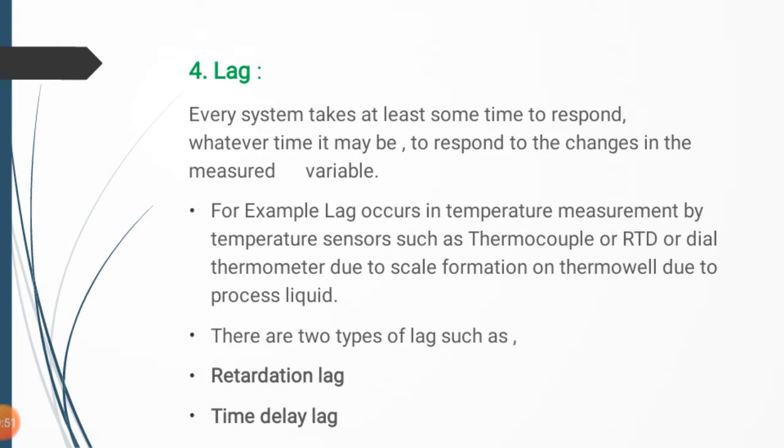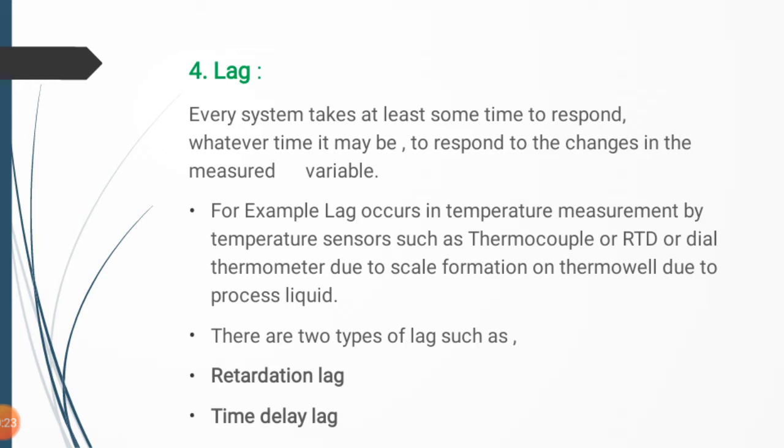That means the temperature goes from a low value to a high value, and it takes some time to go from low value to high value, due to the process liquid. So this is the example of lag occurring in a temperature measurement due to process liquid on the particular scale. There is an increasing scale due to process liquid, so it takes time, and this is the lag. Generally there are two types of lags, such as retardation lag and time delay lag.